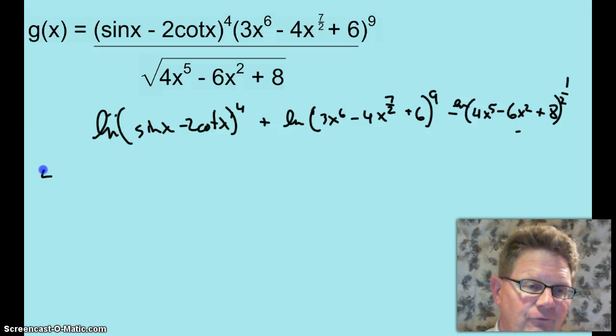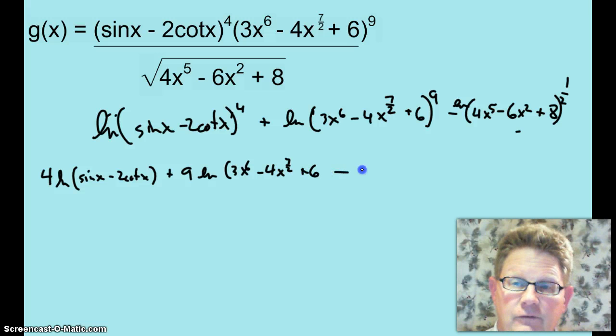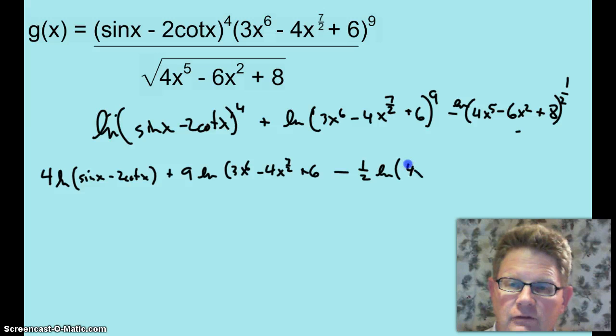Move the exponent out front. 4 times the ln of sine x minus 2 cotangent x plus 9 ln of 3x to the 6 minus 4x to the 7 halves plus 6 minus 1/2 times the ln of 4x to the 5th minus 6x squared plus 8.